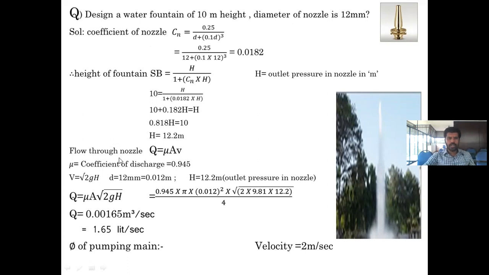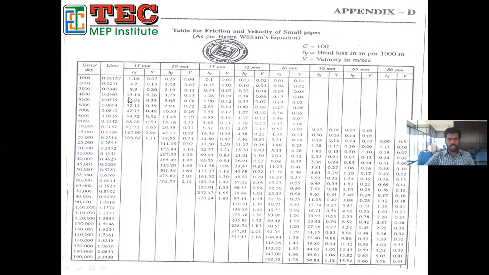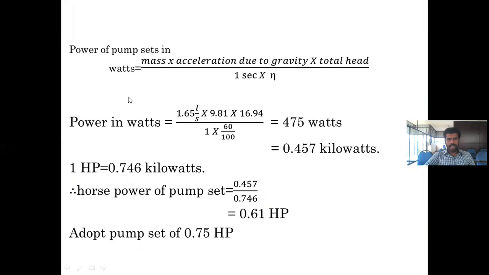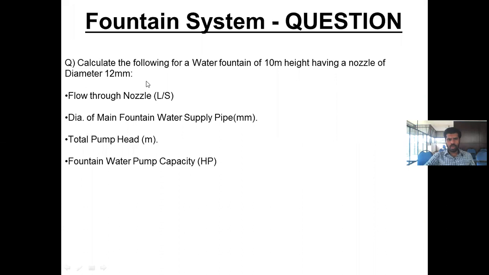That is one of the formulas. Then another formula is Q is equal to A into V. So what do we need to find? Flow through the nozzle Q, diameter of the fountain water supply pipe, and the total pump head.